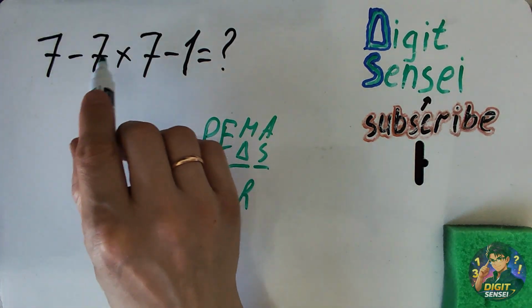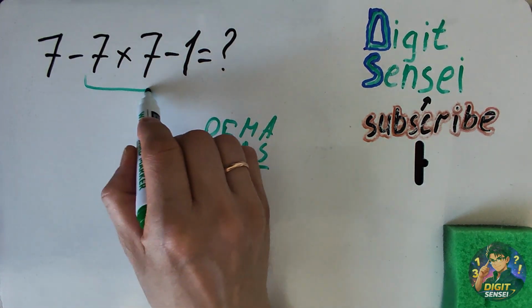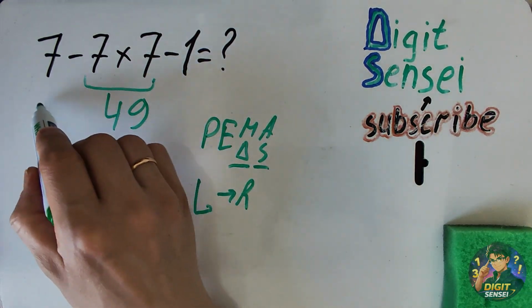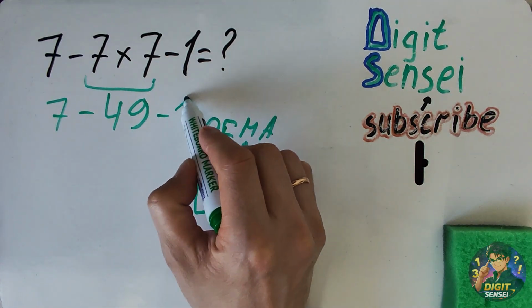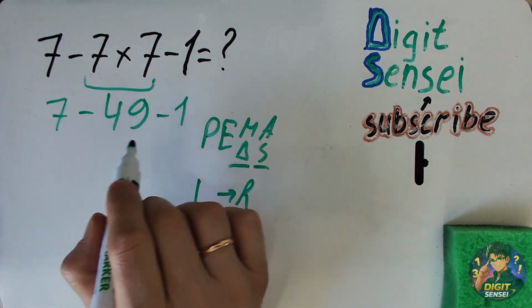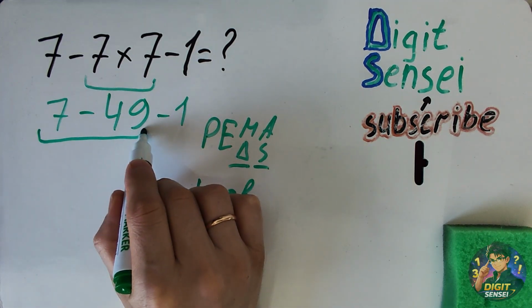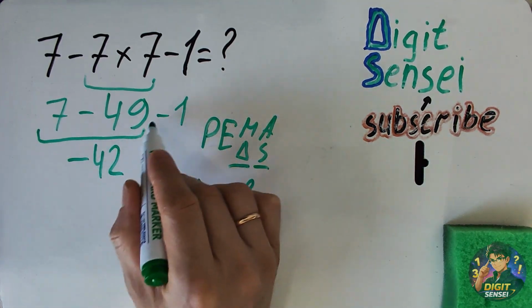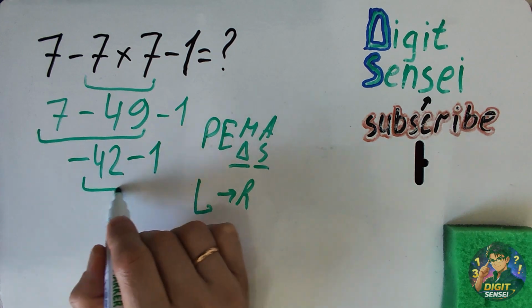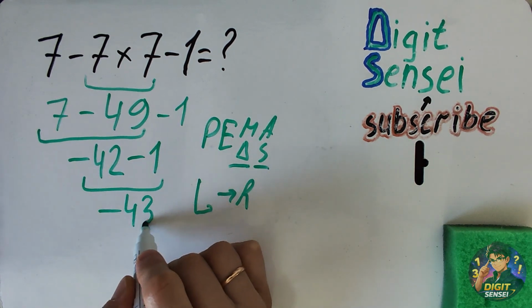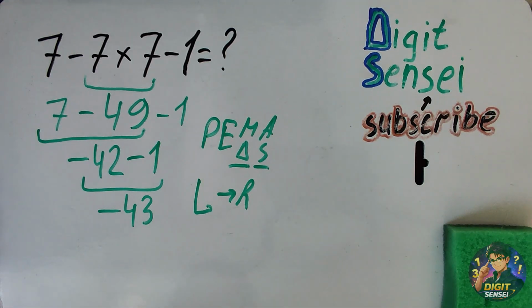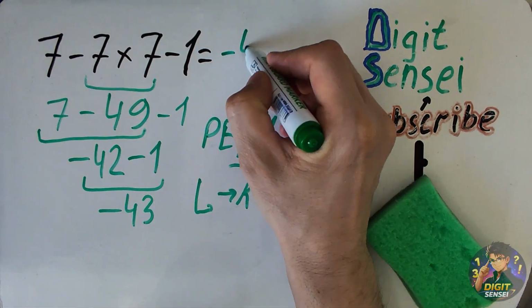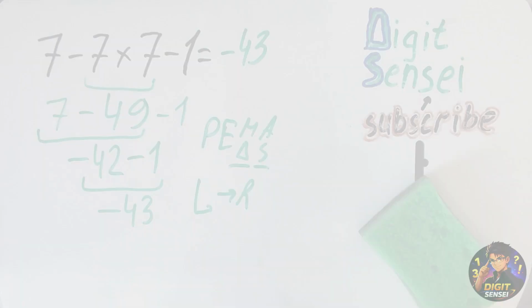So first we have to do this multiplication. 7 times 7 equals 49. So 7 minus 49 and then minus 1. Now we have to do this subtraction. 7 minus 49 equals negative 42. So negative 42 minus 1 equals negative 43. And this is our final answer to this problem. The correct answer is negative 43.